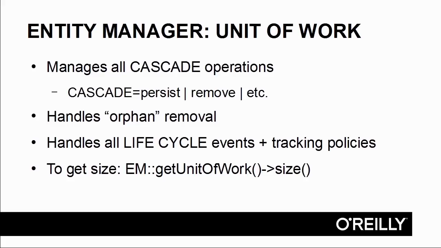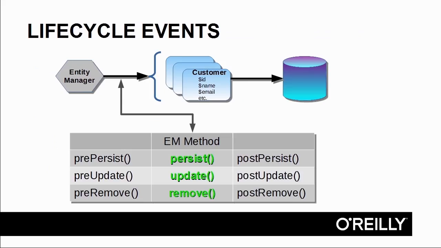The Entity Manager also handles what are called Lifecycle Events and tracking policies. Lifecycle events occur through the life cycle of the entity, and tracking policies are how the Entity Manager determines if there's a change or not. As mentioned before, there's a method called getUnitOfWork, and you can also determine its size by accessing the size method.